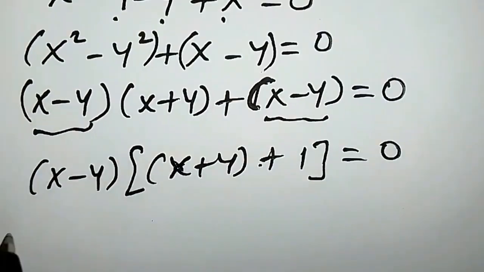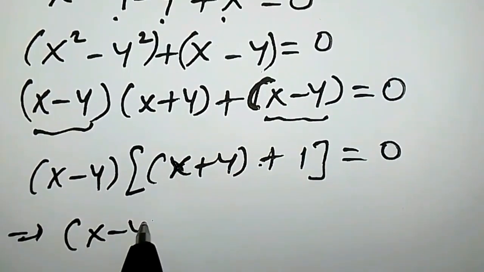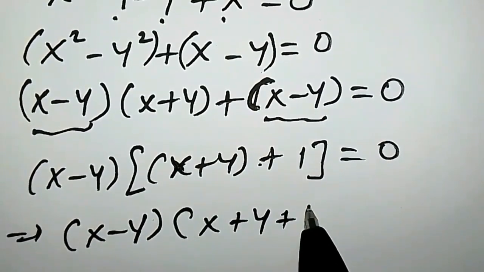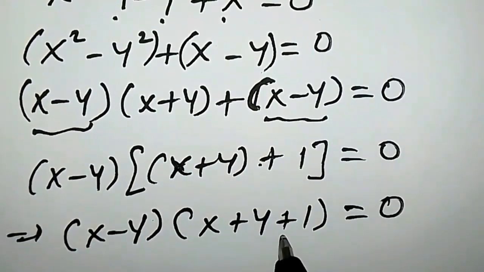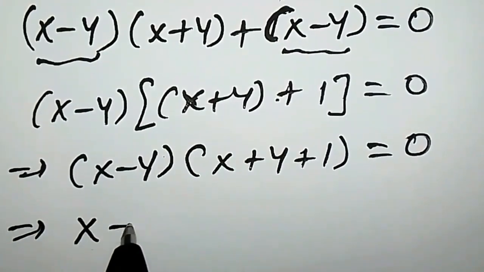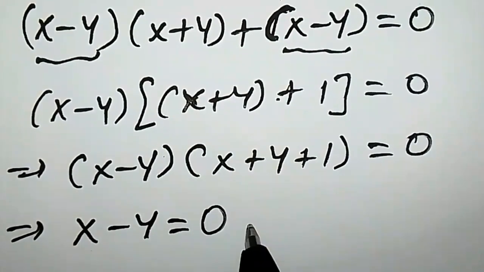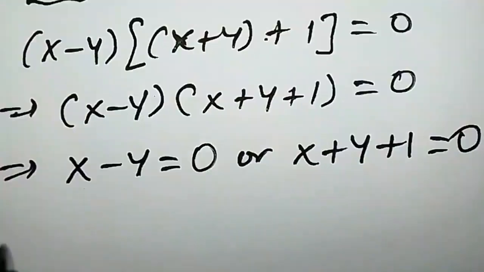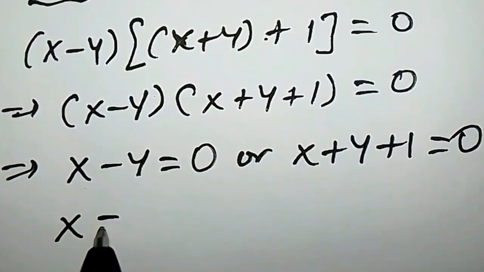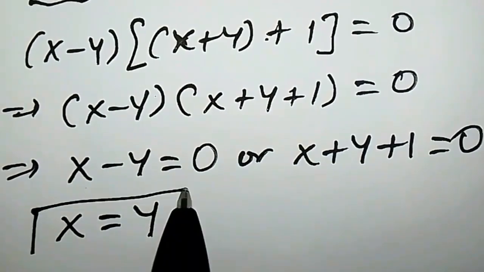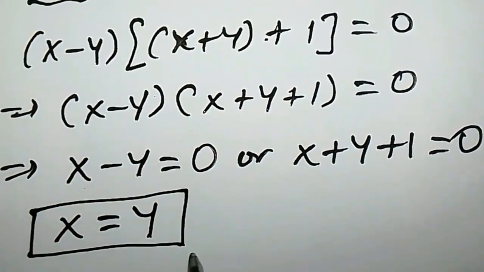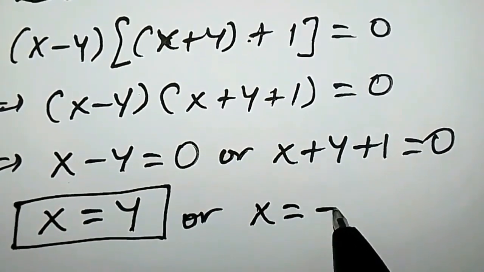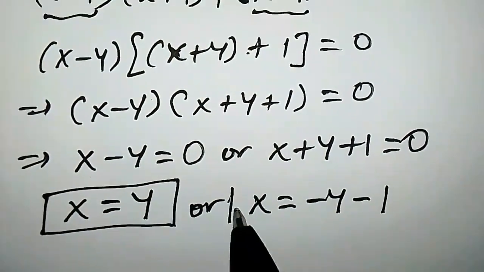Let's proceed further. This implies that x minus y times x plus y plus 1 is simply equal to 0. This also means that x minus y is equal to 0 or x plus y plus 1 equal to 0. From this line, x is equal to y. Take note of this equation, it is very important. Or likewise from this line, x is equal to minus y minus 1.